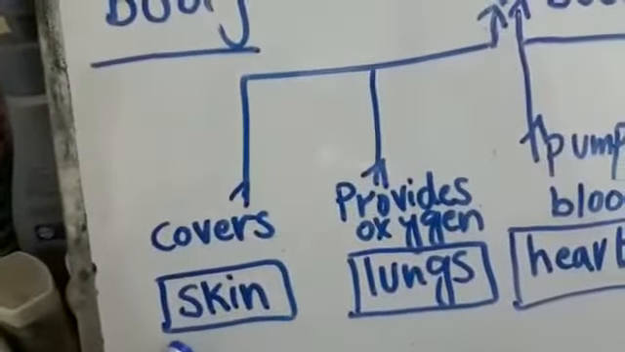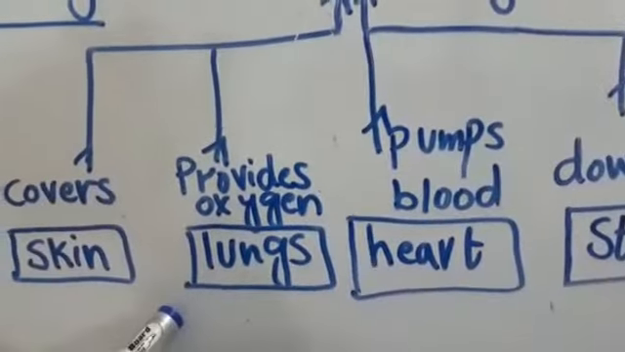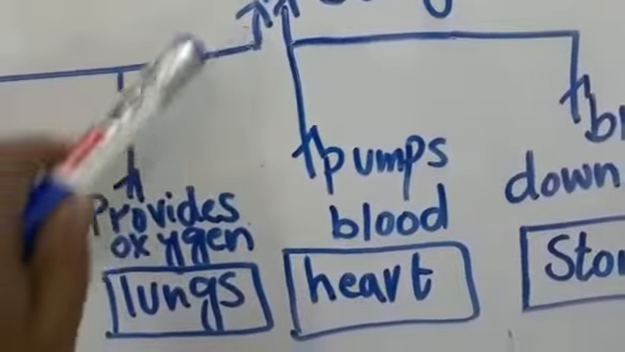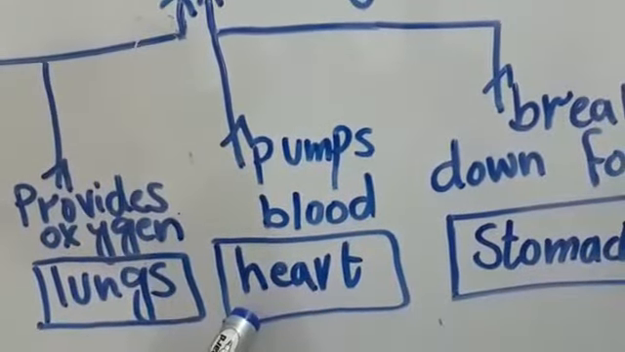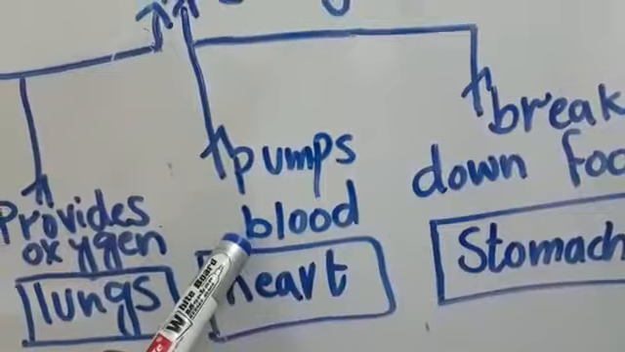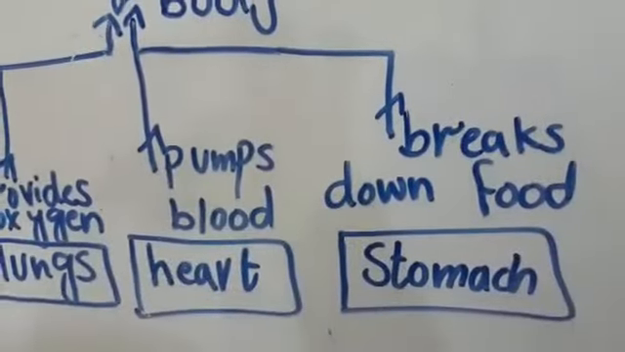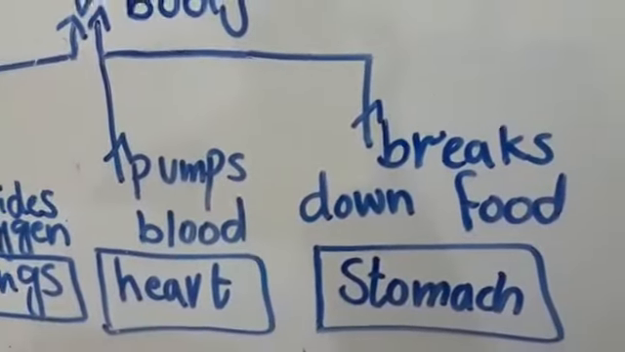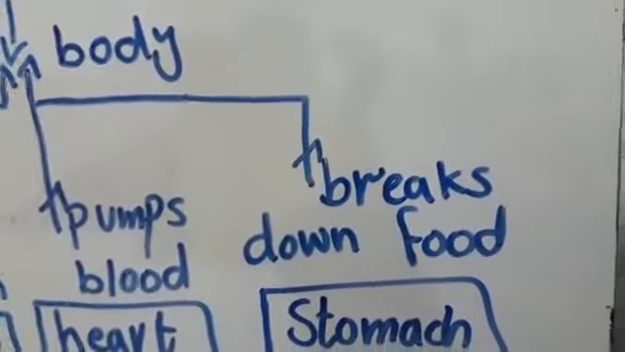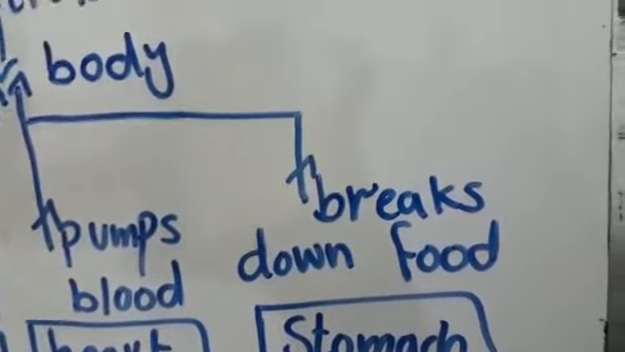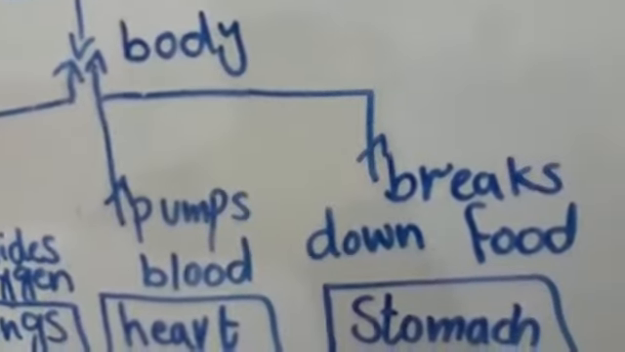First of all, skin. It covers the body. Second, lungs. They provide oxygen to the body. Clear? Heart. The heart pumps blood to the body. And the last one is the stomach. What is the function of the stomach? It breaks down food. It breaks down food by the order of the brain of our body. When we eat something, it breaks down the food to digest it.